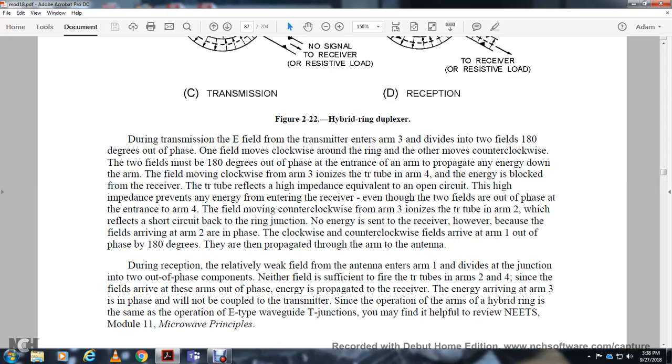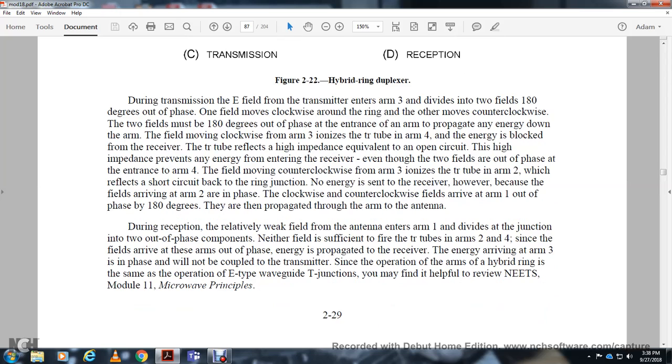Alright, during reception, a relatively weak field from the antenna enters arm 1 at the junction, and the two fields are out of phase with the component, with neither field going to the transmitter. Receiver arms 2 and 4 receive the field arriving at these arms out of phase, and the energy is propagated to the receiver. The energy arriving in arm 3 in phase will not be coupled to the transmitter. This is the operation of the hybrid ring, the same as the operation of the electric field type.